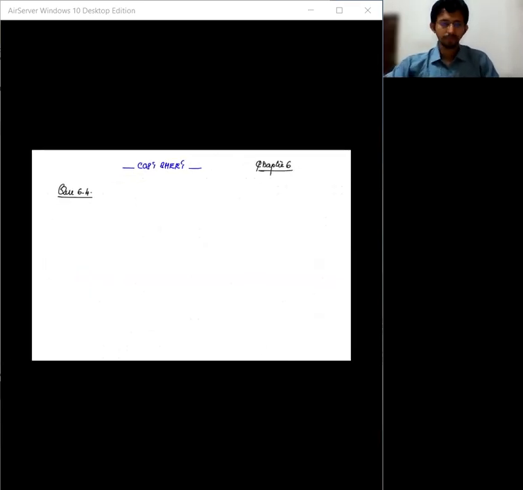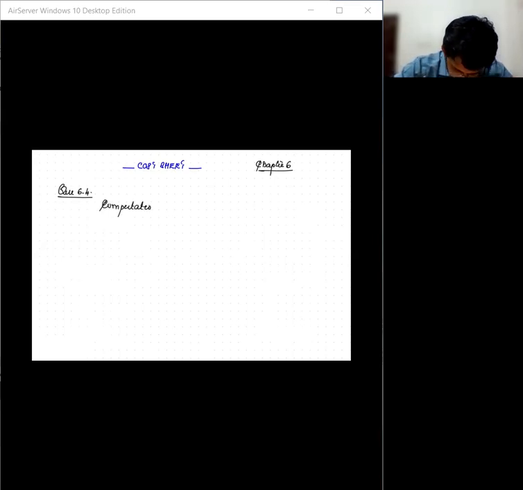Okay, so let's do that. So question number 6.4. Okay, so what is the first requirement? The first requirement is to compute the value of material purchased. So computation.